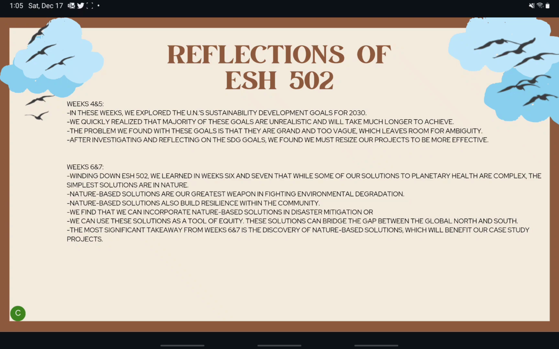Weeks 6 and 7. Winding down ESH 502, we learned in weeks 6 and 7 that while some of our solutions to planetary health are complex, the simplest solutions are in nature. Nature based solutions are our greatest weapon in fighting environmental degradation. Nature based solutions also build resilience within the community.